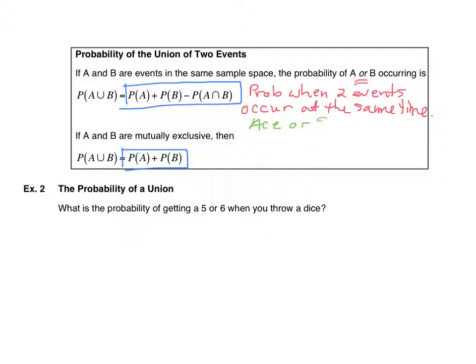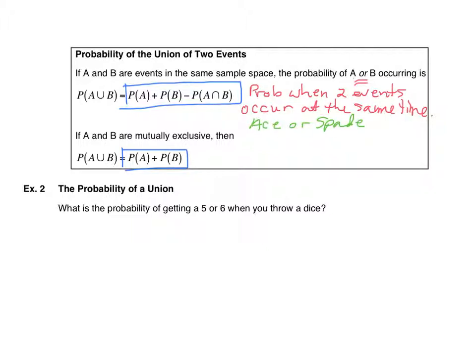or a spade. I don't care what you pull out, but I want it to be either an ace or a spade, but not both, because that's what the word or means. Is it possible for an ace to also be a spade? Yes, it is. There's something called the ace of spades.